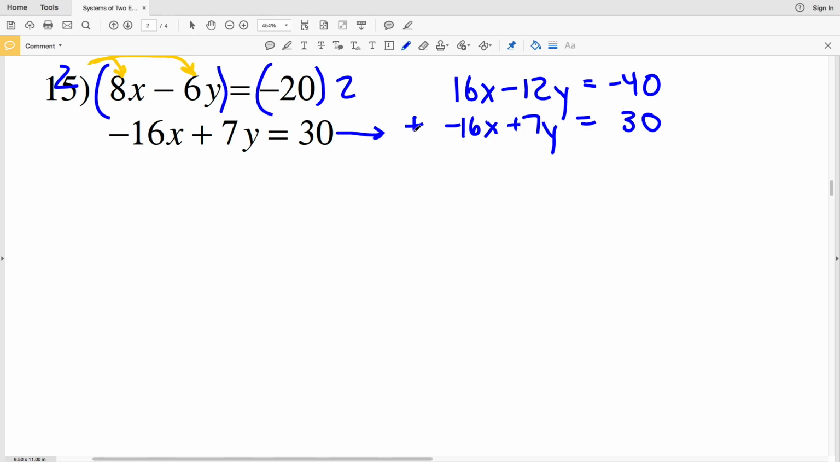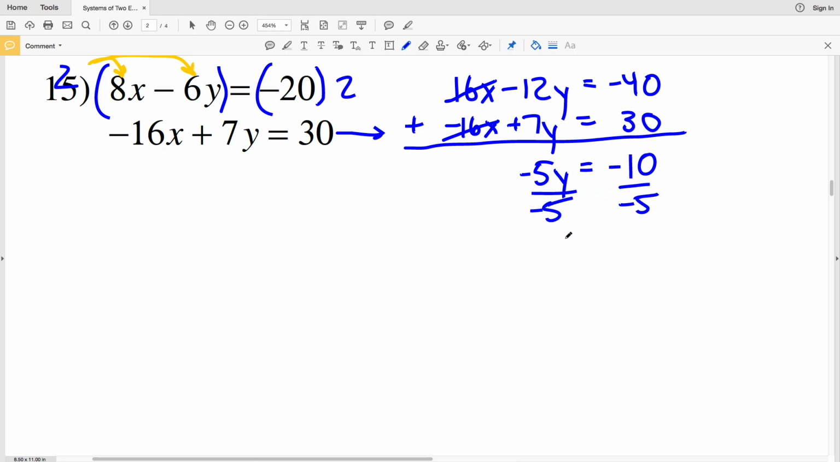You can see that if we were to add these two equations together, 16x plus negative 16x is 0x, which is 0. So all we'll have left is negative 12y plus a positive 7y, which will be negative 5y, and that will be equal to negative 40 plus 30, which is a negative 10. So then, when I divide both sides by negative 5, I'll get that y is equal to a positive 2, since negative 10 divided by negative 5 is positive 2.